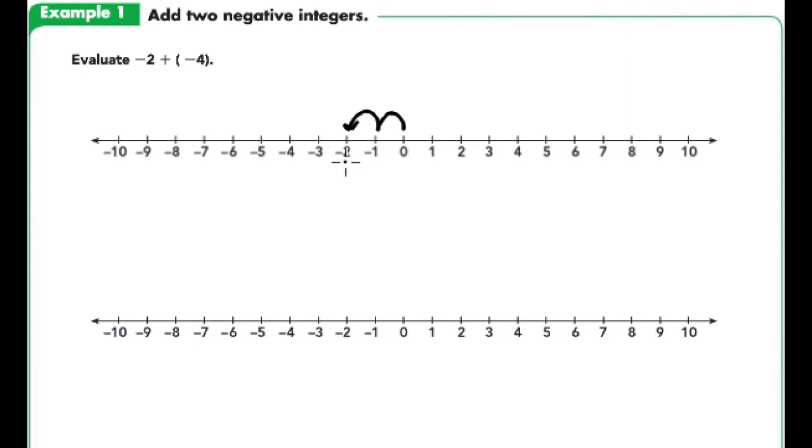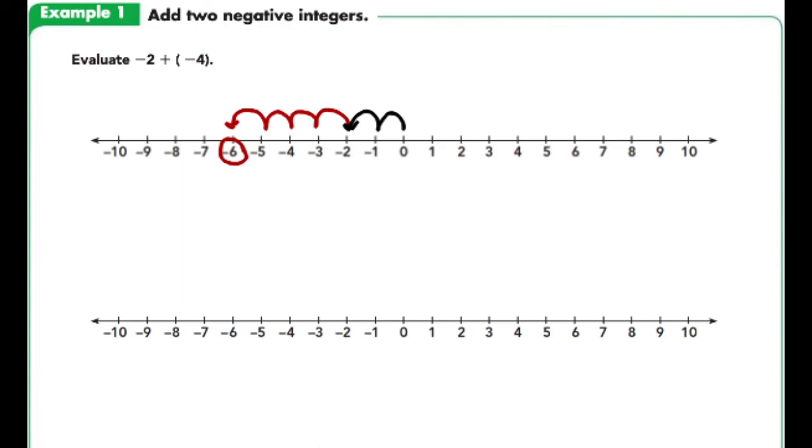So we start at -2 and we're adding a -4 to it. And again, because it is a negative, we are going to go back to the left 4 more spaces. 1, 2, 3, 4 more spaces. And that shows us a -6.